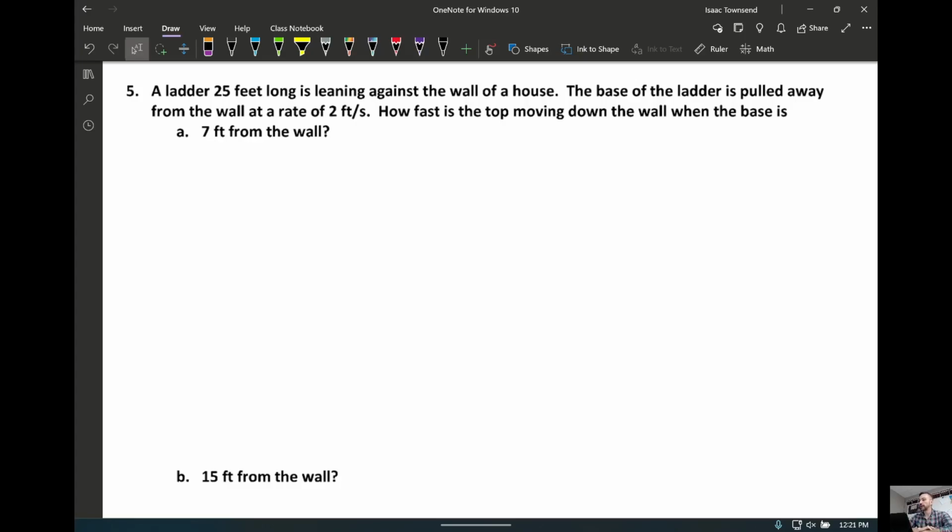All right, so question 5, I'll read it to you, and I'd like you to try to make the picture as we go through it. We have a ladder 25 feet long leaning against the wall of a house. The base of the ladder is being pulled away from the wall at a rate of 2 feet per second. How fast is the top of the ladder moving down the wall when the base is 7 feet away from the wall? So just try to make a picture and label some of those numbers on your picture and see how close you get.